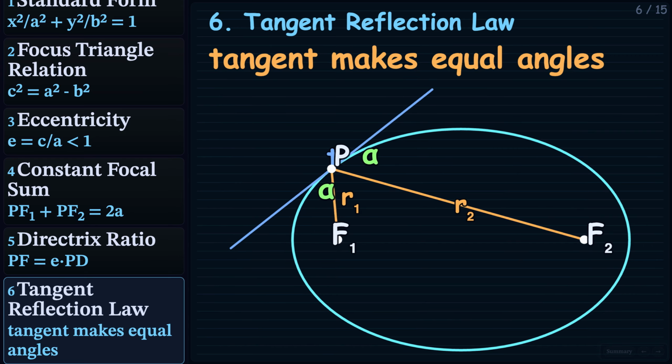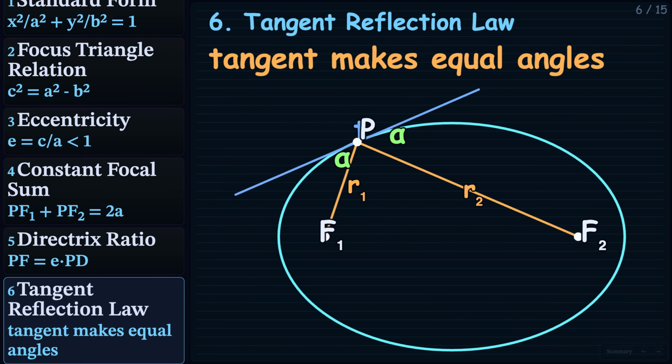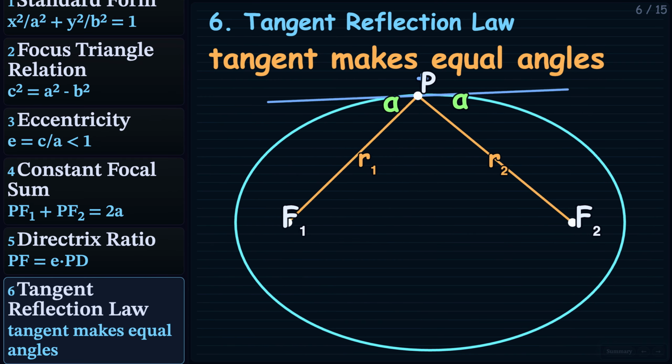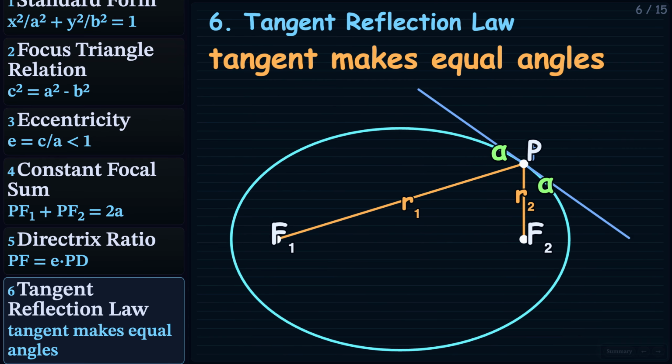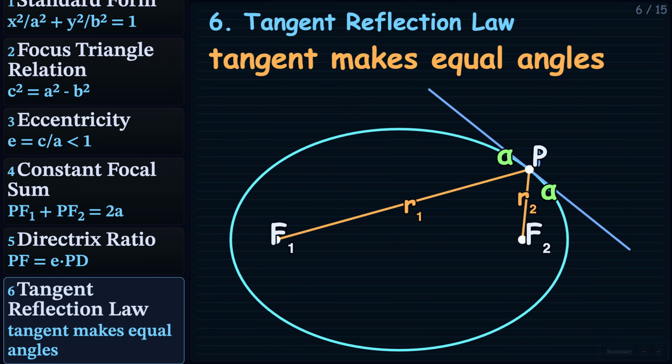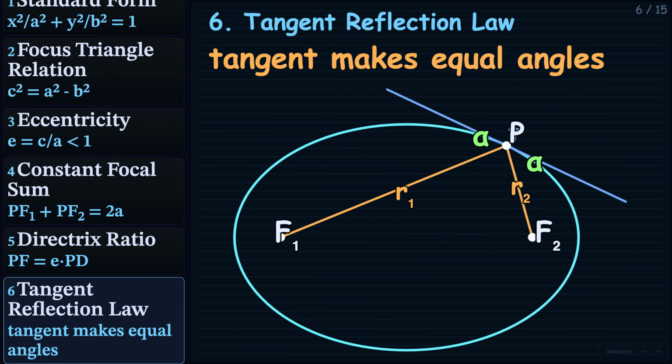Number 6 out of 15. Tangent reflection law. The tangent makes equal outside angles with the two focal rays. Proof hint. Reflect one focus across the tangent, then use the focal sum extremal path idea.